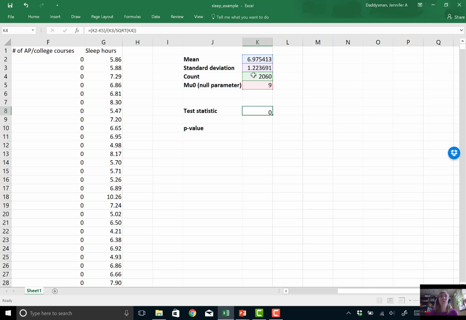When I hit enter, we will see that the test statistic is negative 75.09. Note that a negative number is good. Our research hypothesis is less than, and 0 is now the center of our distribution, so the test statistic should be less than 0, which will be a negative number.